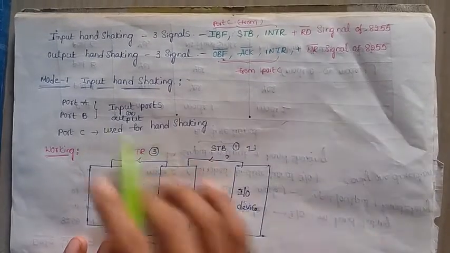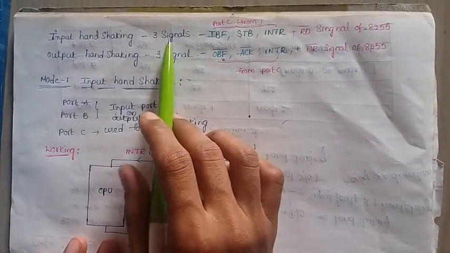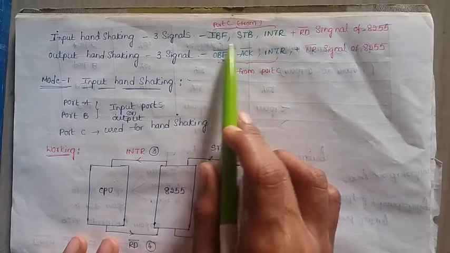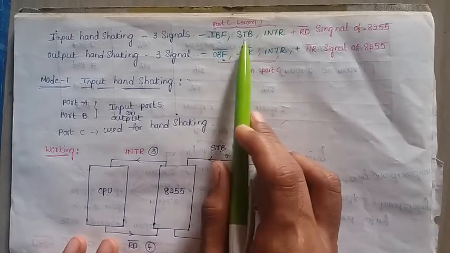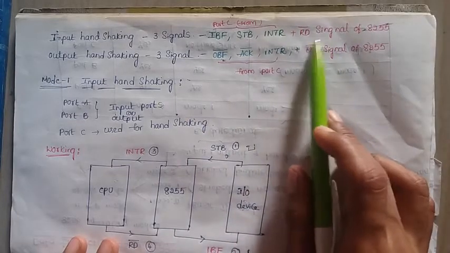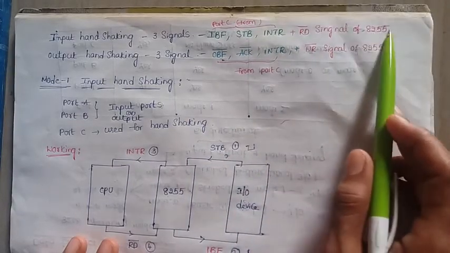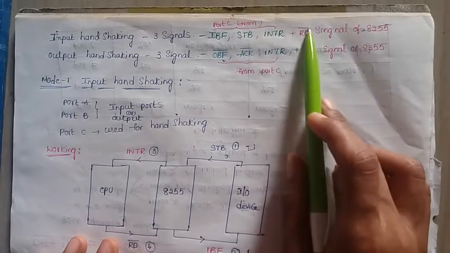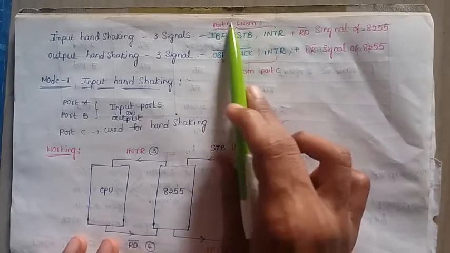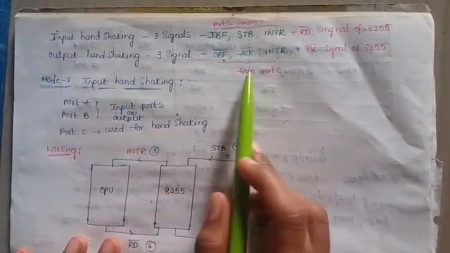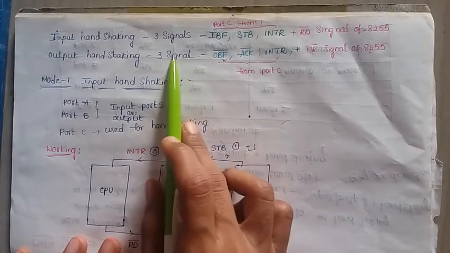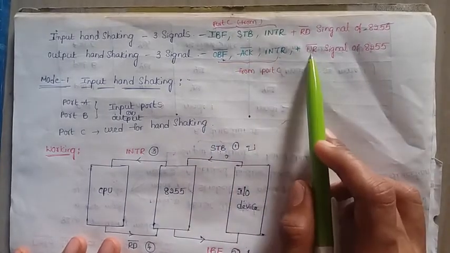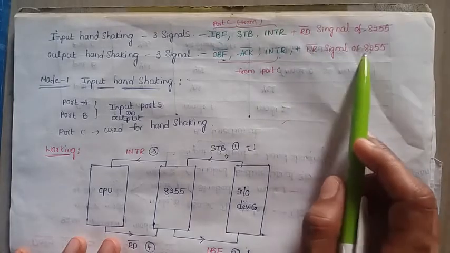Now, for input handshaking, generally we need 4 signals, and among 4 signals, 3 signals are generated by using port C, and those 3 signals are IBF, STB, INTR: input buffer full, strobe and INTR. The fourth is the read bar signal of 8255. 8255 already has the RD bar pin, so no need to generate this read signal by using port C. For output handshaking also we need 4 signals. Among 4 signals, 3 signals are generated by using port C, and those are OBF, acknowledgement, INTR, and the fourth signal is the write bar signal of 8255.